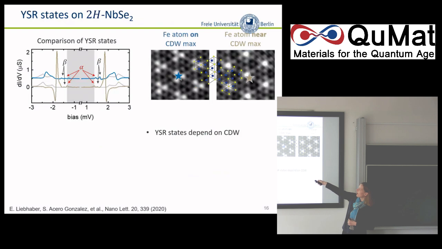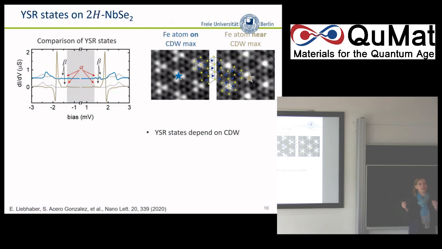And here you see that there are states. So we just label them alpha, beta, gamma, delta according to their energies. And in the blue spectrum, you see there's this one at lower energies, then comes a beta one, then comes more, and so on. And there's something also here within the coherence peaks. And the beige one looks very, very different. And the idea is that, well, the energy depends on the charge density wave.